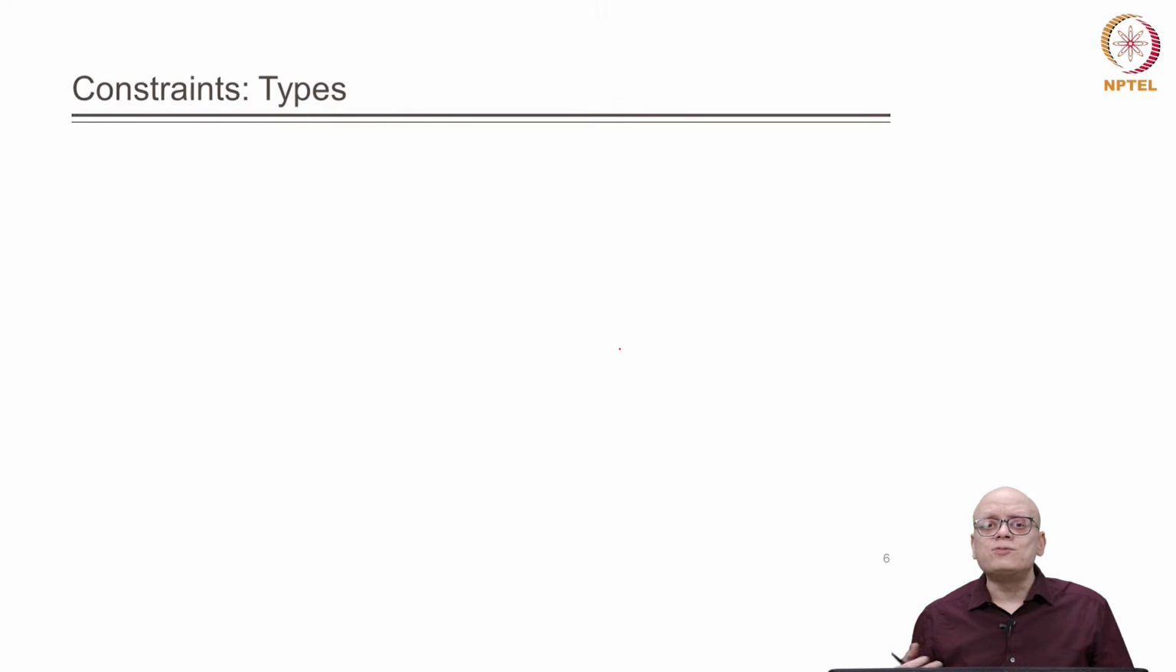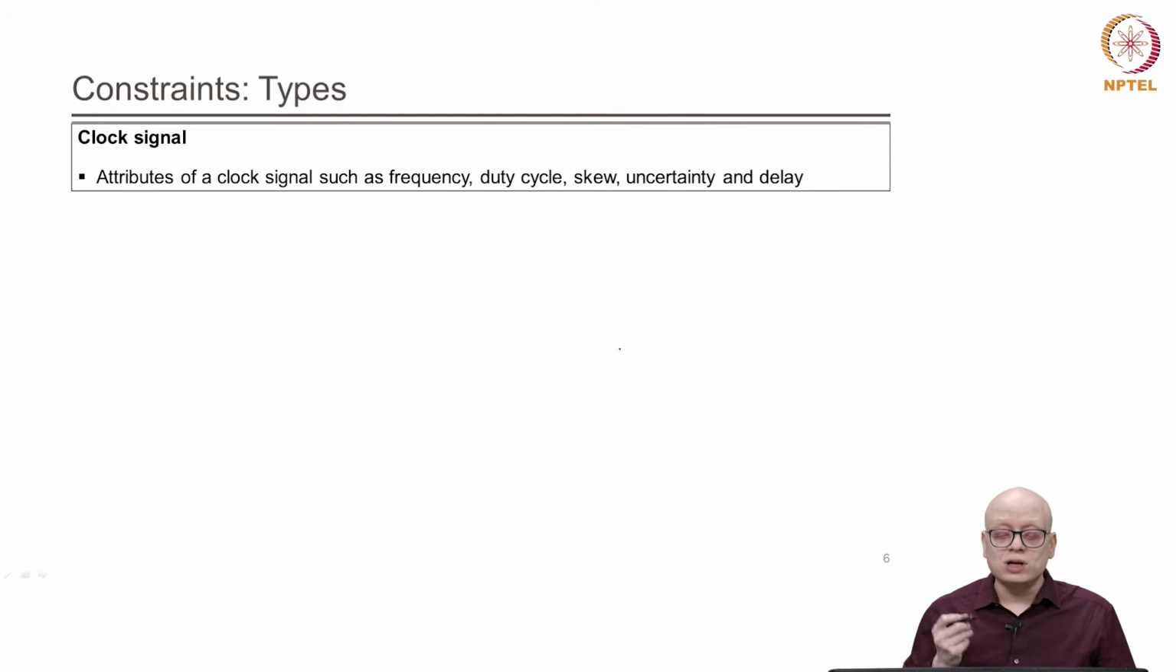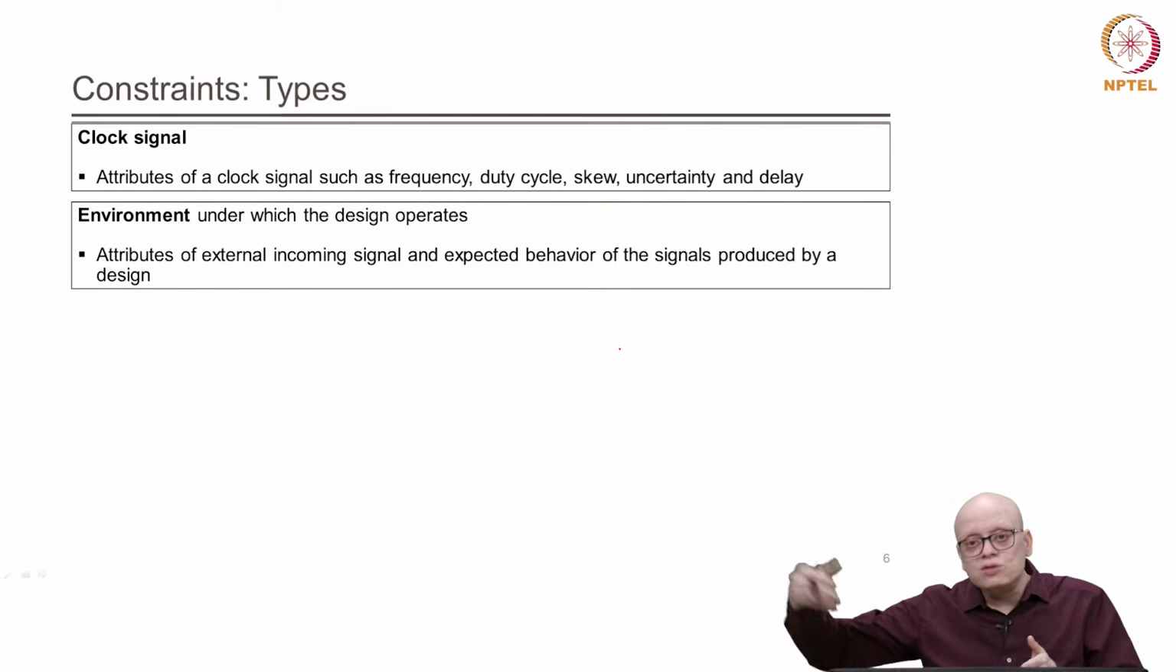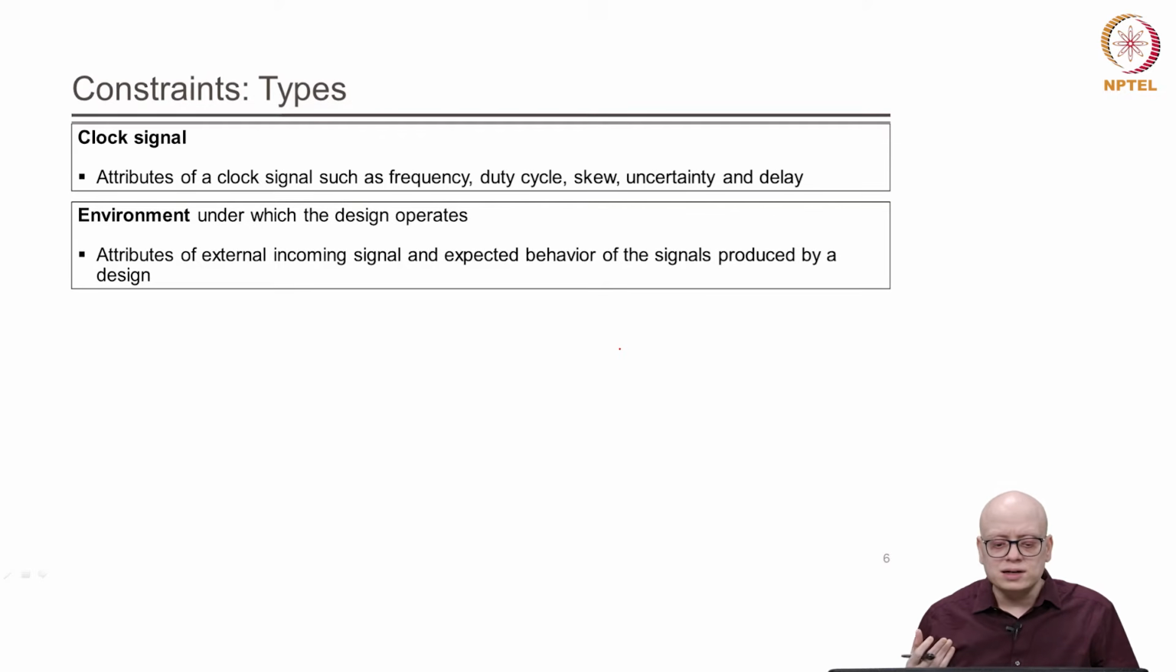Now, what are the various types of constraints? There are broadly four types of constraints. The first is related to the clock and its attributes, such as frequency, duty cycle, skew, uncertainty and delay. The second is related to the environment in which we expect our design to work. These constraints tell us the behavior of the signal coming into our circuit, and the expected behavior of the signal going out from our circuit. Those are environmental constraints, and they need to be provided by the designer.